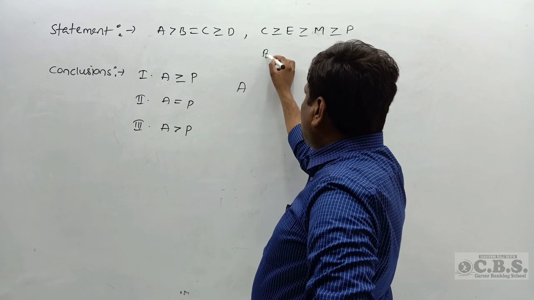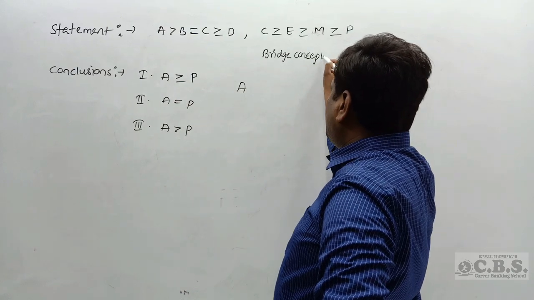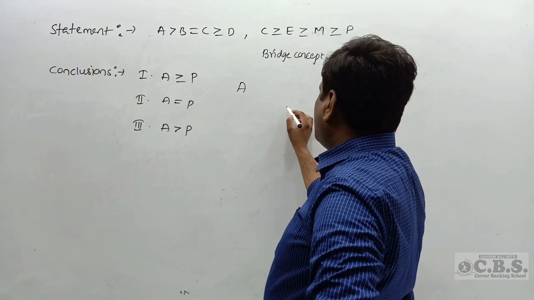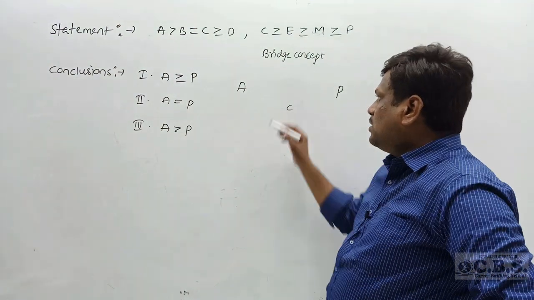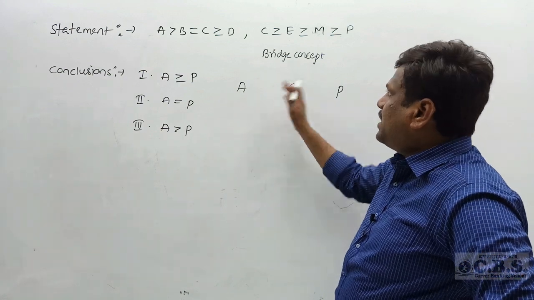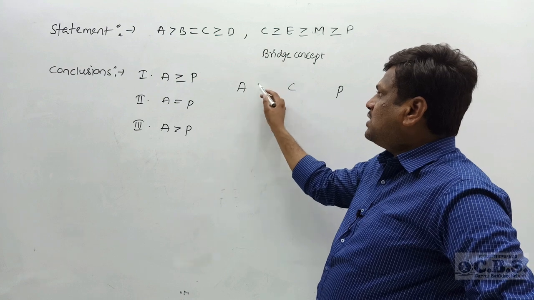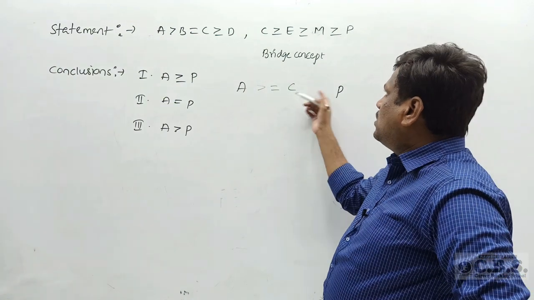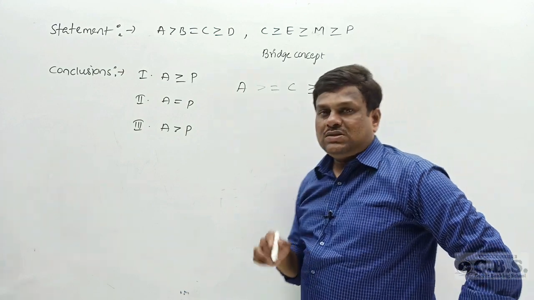Here a bridge element is very important. The second concept, the inner concept, is the bridge concept. So what is the bridge between A and P? It is C. Therefore this is the bridge between A and P. What is the symbol between A and C? More than and equal. What is the symbol between the other pair? More than or equal to. Get my point? This is very important.